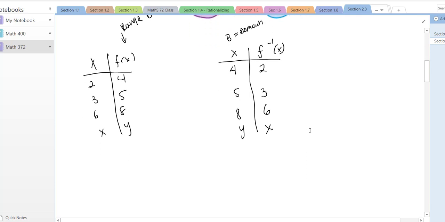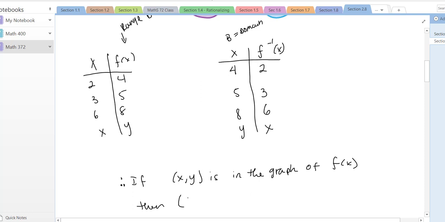And so what we can say is, therefore, if the point (x, y) is in the graph of f of x, then the point (y, x) is in the graph of f inverse. So it reverses it.